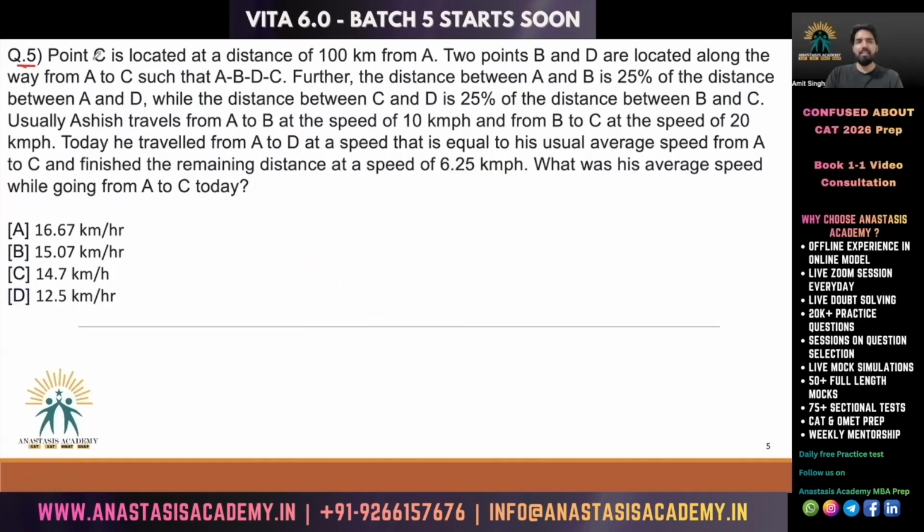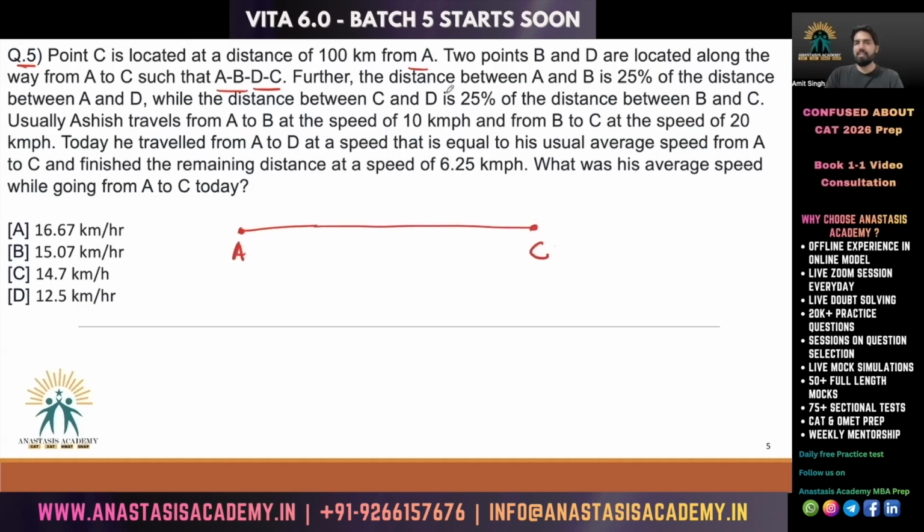Let's look at this question now. Point C is located at a distance of 100 kilometers from A. Two points B and D are located along the way from A to C such that A, B, D, and C lie in a line. So this is A, right? And this is C.